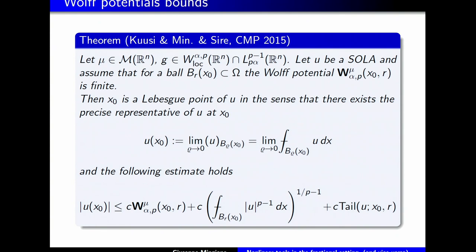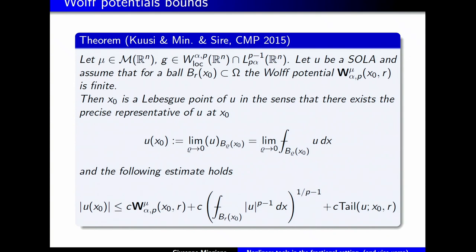Moreover, this also involves a classical criterion on fine regularities of solutions, because whenever your Wolff potential is finite, then you have a Lebesgue point. This is classical in linear potential theory, right? One of the first historical goals of linear potential theory was to study the fine properties of solutions of Poisson-type equations via potentials. Now you know that the potential is finite, you have a precise representative, and then you can estimate the capacity of the singular sets and the fine properties and whatever.